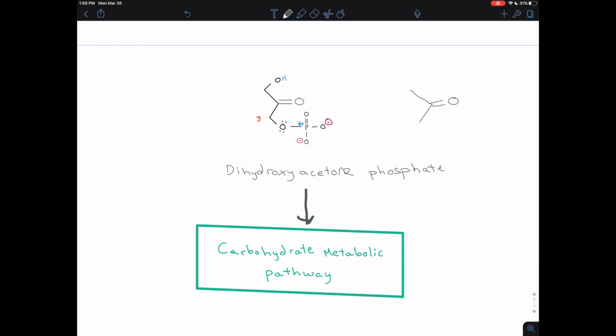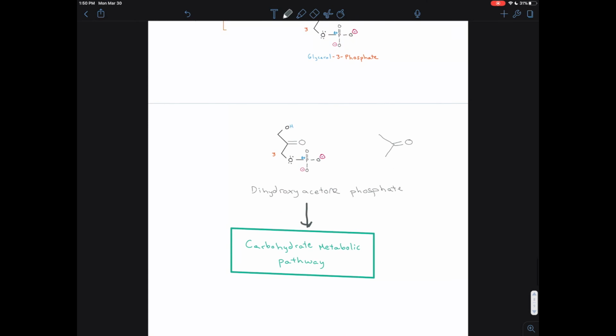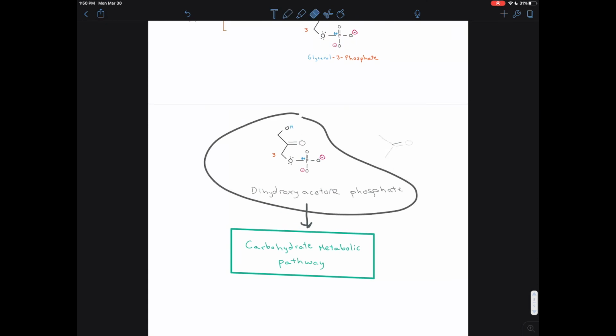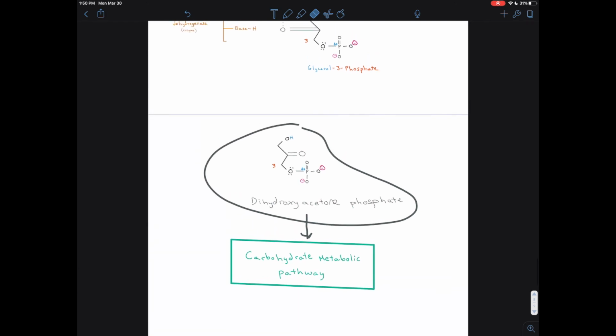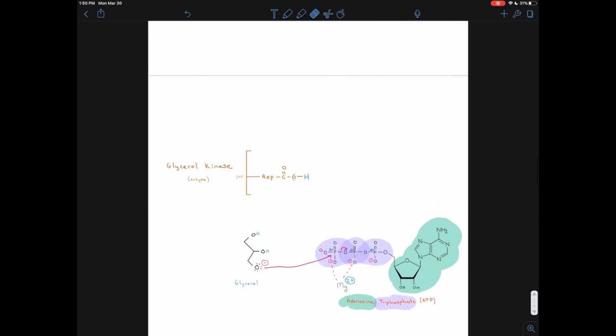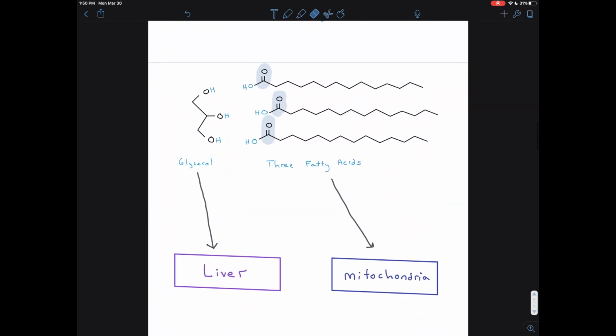But for now, what we've accomplished is we've turned glycerol into dihydroxyacetone phosphate. And that dihydroxyacetone phosphate allows it to get metabolized in your liver, broken down in your liver through a carbohydrate metabolic pathway. So here we're trying to show what happens from the time you eat a triglyceride to the time you get energy from it.